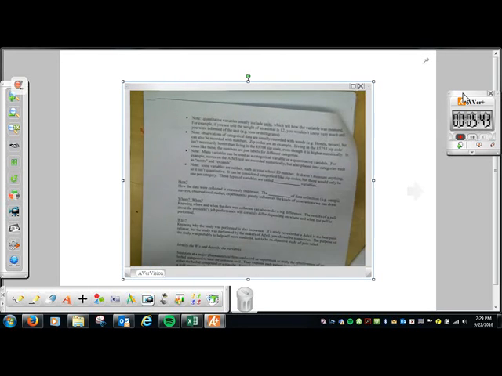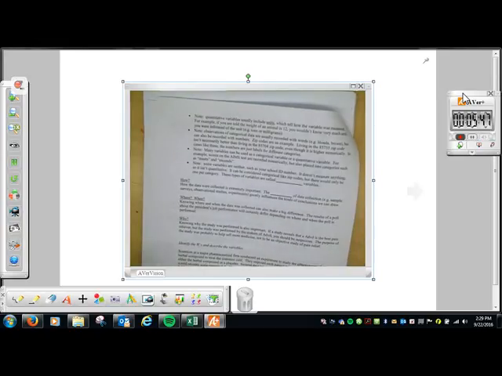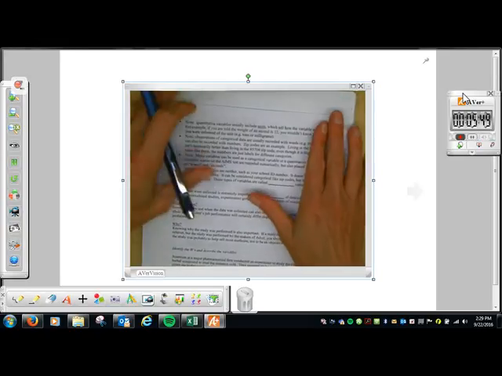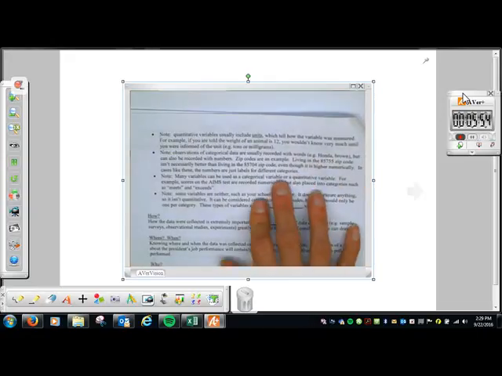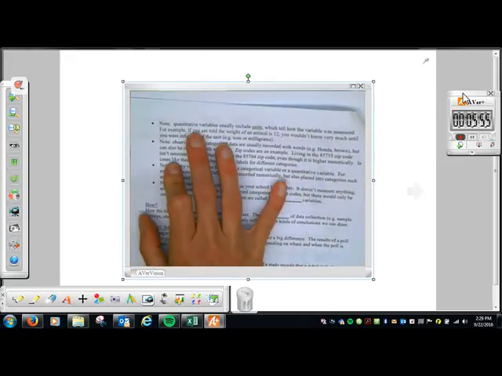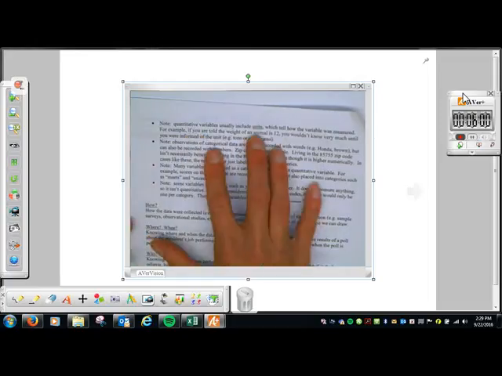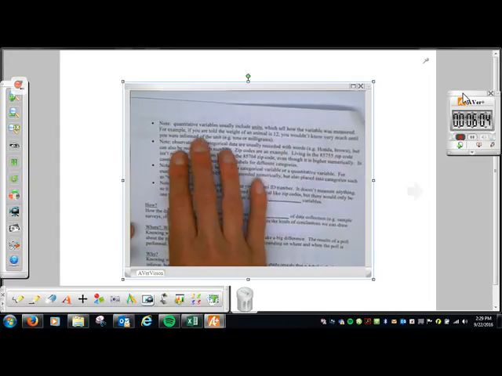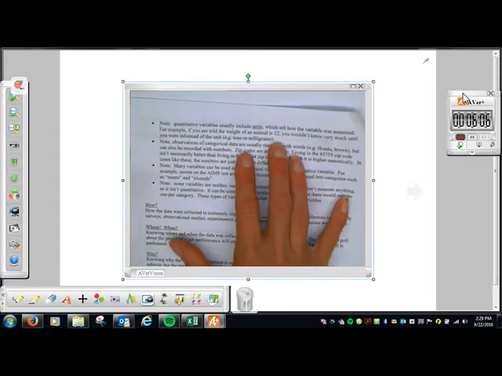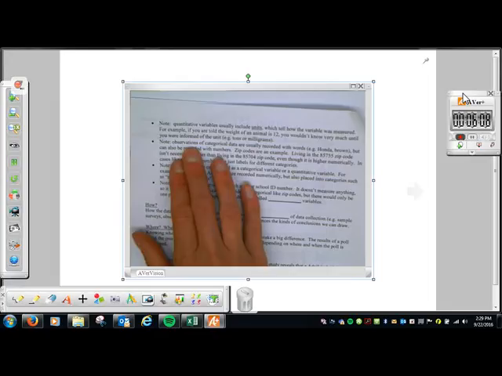Quantitative variables you really need to think about, because not all numbers are quantitative variables. So you really need to think, okay, is every number that I gather for data a quantitative variable? It usually includes units, which tell how the variable was measured. For example, if you're told the weight of an animal is 12, you wouldn't know very much until you were informed of the units. So it is important that you include the units.